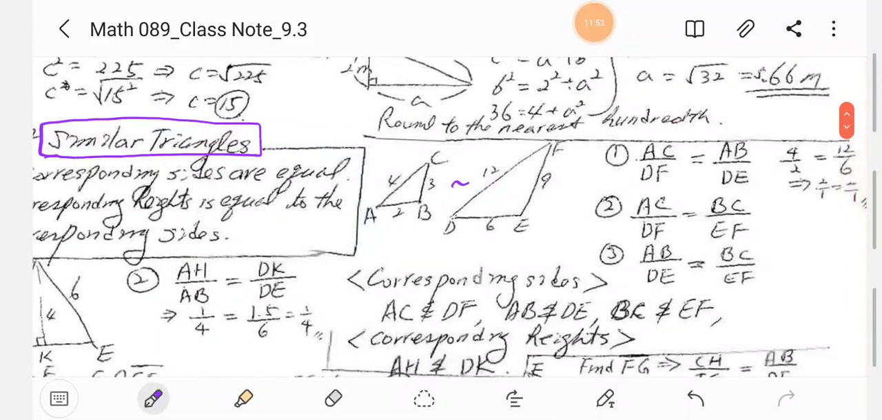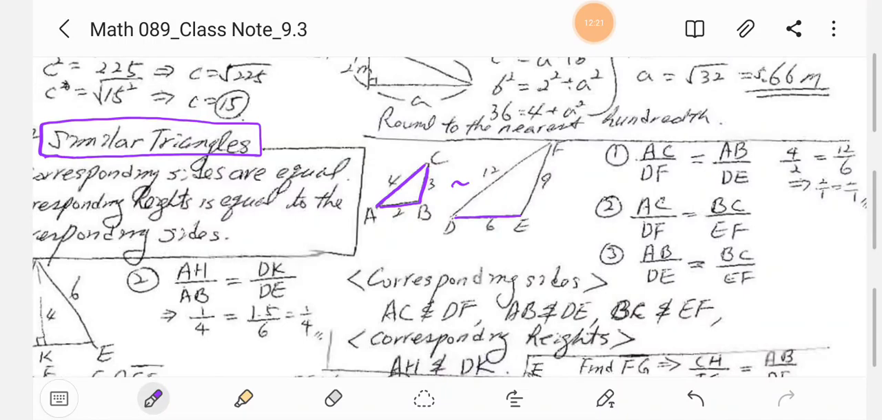Okay, let's check if the ratio of the corresponding sides are the same. This is 2, and this one is 6. So 6 is 2 times 3, right? 2 multiplied by 3 is 6. How about this 3? Let's multiply this 3 by 3. 3 times 3 is 9, right? Okay, good. And this 4 times 3 is what? 12.